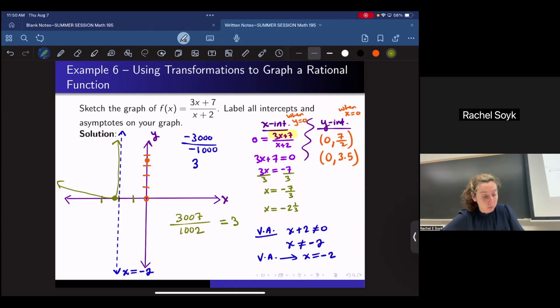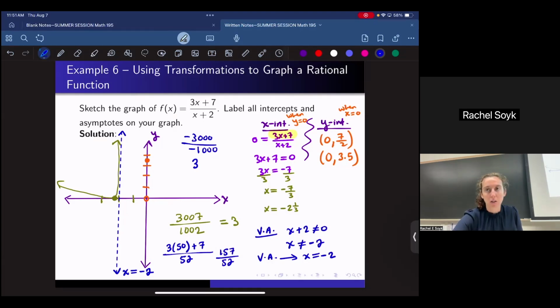So that's the way to determine your horizontal asymptote, right? Even if you chose 10,000 or 100 or 50, right? 3 times 50 plus 7, and then over 52, we get 157 over 52, which is very close to 3. I'll give you the exact. Divided by 52. Yeah, 3.019. Whereas when we were choosing values on this side, we were getting like 2.99.